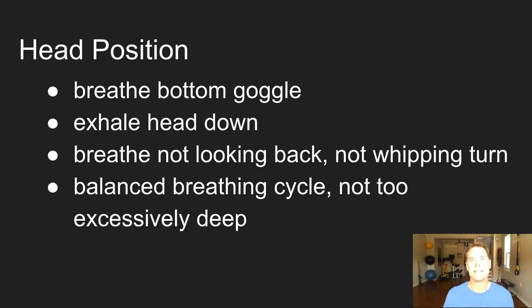Next on the priority list is head position. So we want to get the crown of the head into the water to create a bow wave, and after that bow wave there will be a trough. So we want to be breathing out of that trough. The cue that I use for swimmers is that they should see a little water washing over their bottom goggle. If that bottom goggle's in the water, in the trough, then we know we have a good head position.